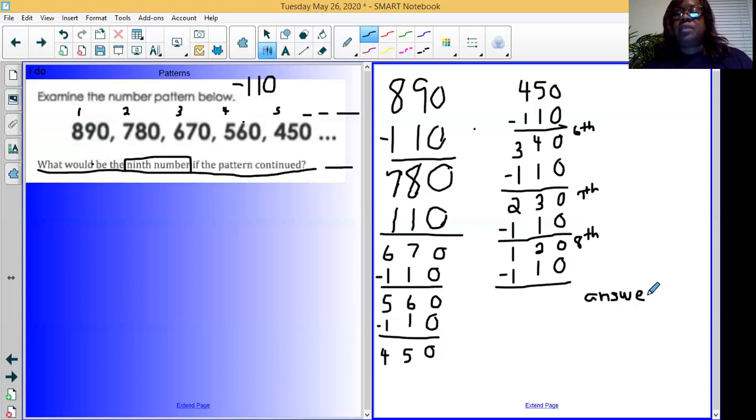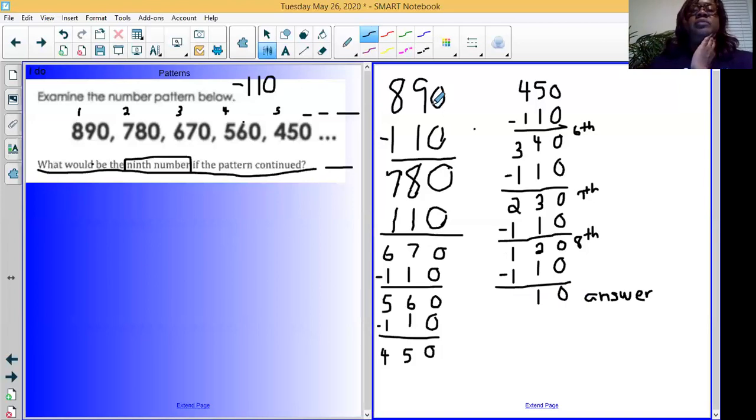All right, so let's begin. 0 minus 0 is 0. 2 minus 1 is 1. And of course, 1 minus 1 is 0. So our answer would be 10. So our final answer would be 10.